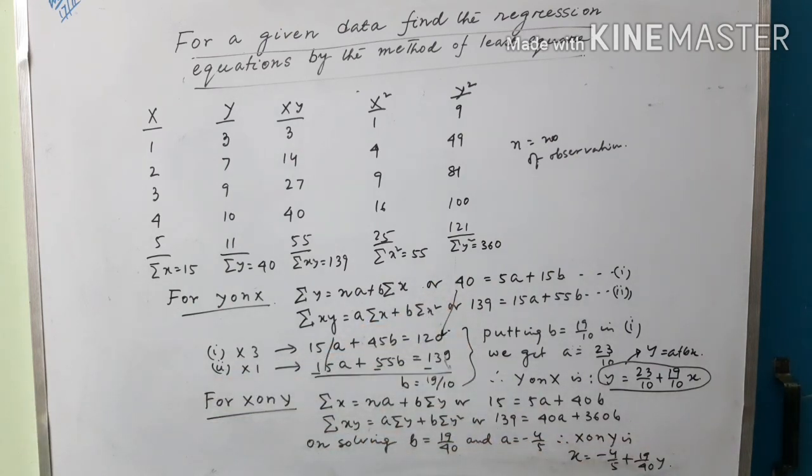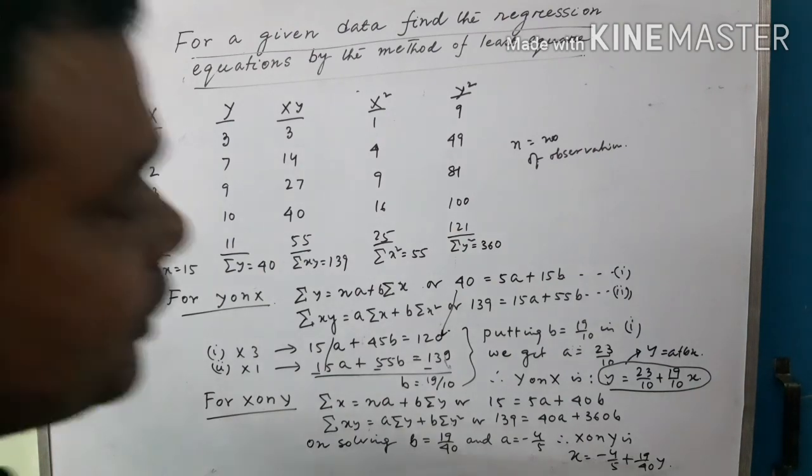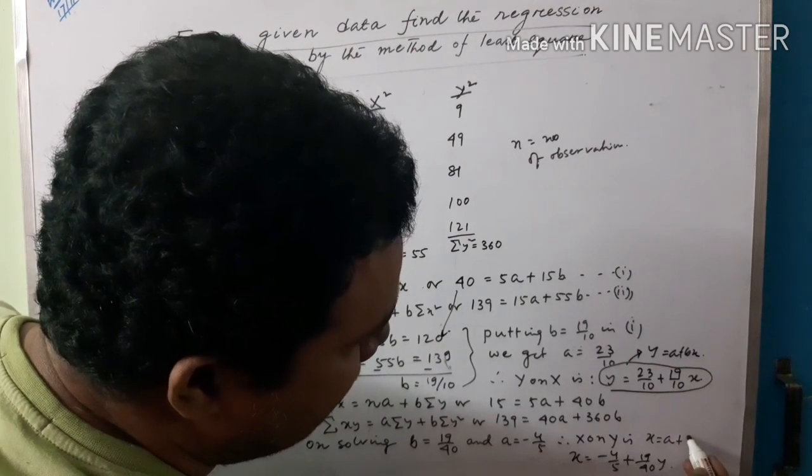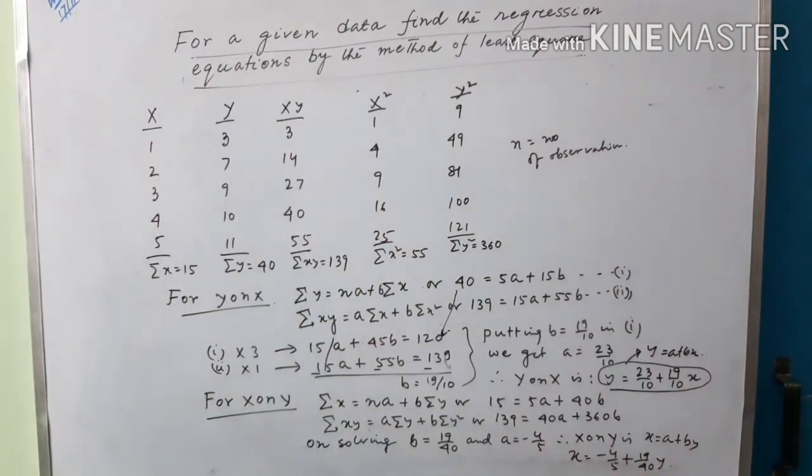By solving these two equations, we get b equals 19 by 40 and a equals minus 4 by 5. So the equation of x on y, remember the form, x equals a plus by. Putting the values of a and b, we get x equals minus 4 by 5 plus 19 by 40 y.